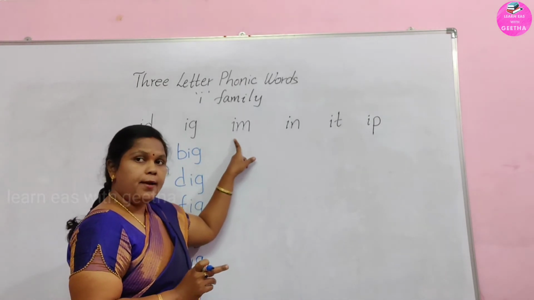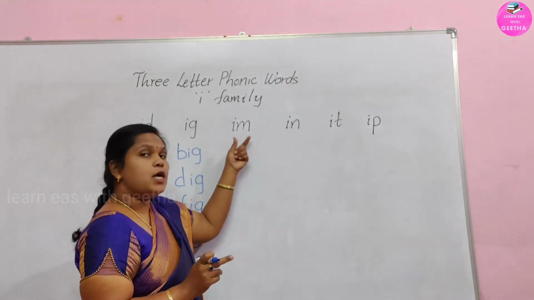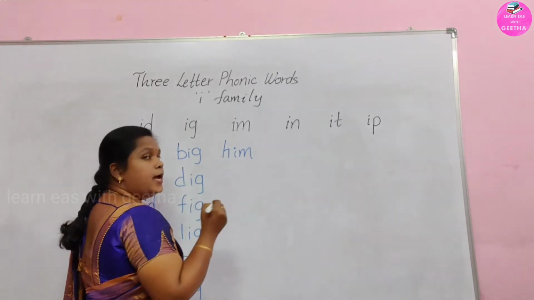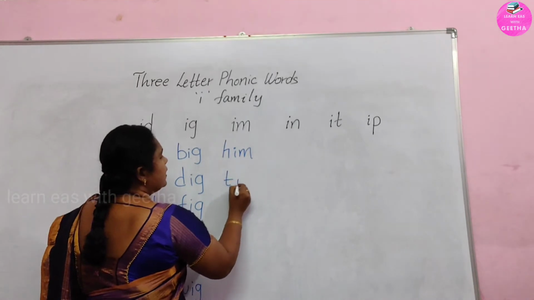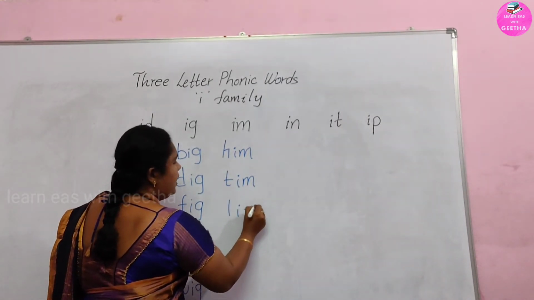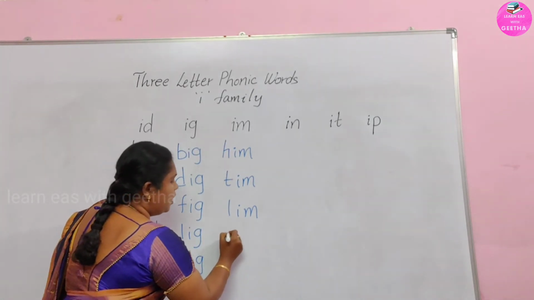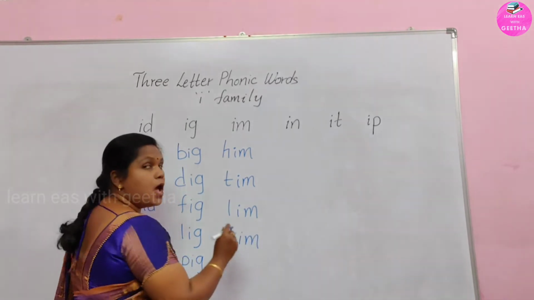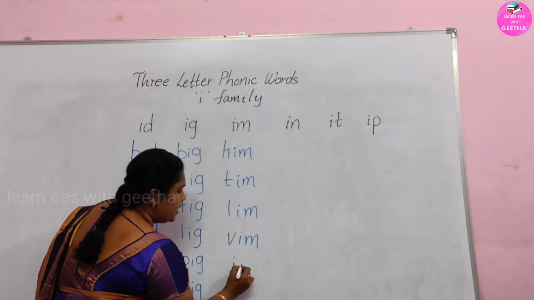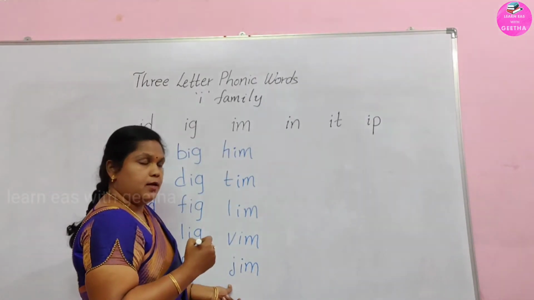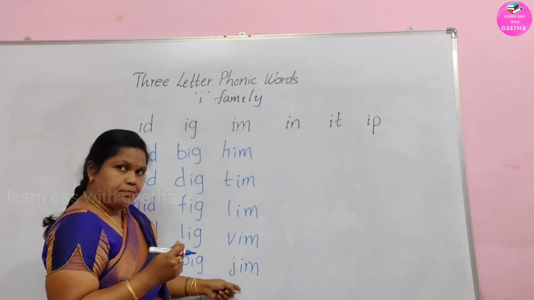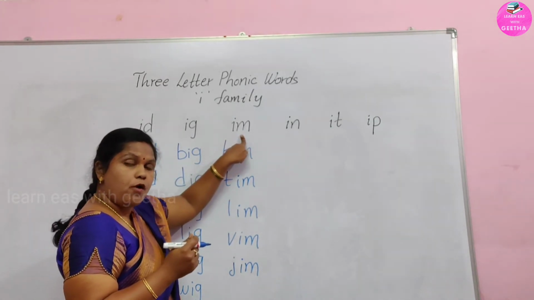The next one is im. Now we will write words using im. H, I, M, him. P, I, M, pim. L, I, M, lim. W, I, M, wim. J, I, M, Jim. What did we write? Him, Tim, Lim, Wim, Jim. These are im words.